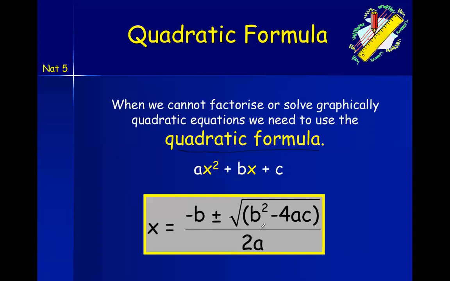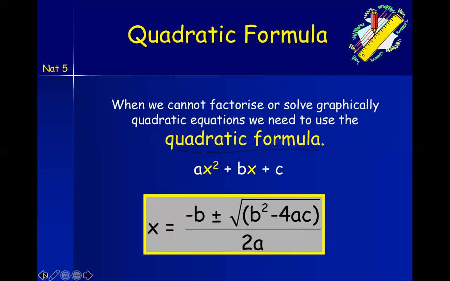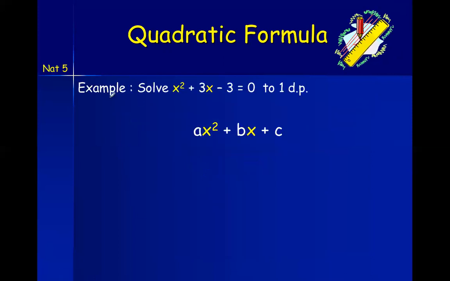Okay, so this formula is given to you in the formula sheet, but you need to be able to exploit it. You need to be able to use it. To use it, you just need to identify a, b, and c. A question that you might get asked is: solve x squared plus 3x minus 3 equals 0. And this is the important clue here.